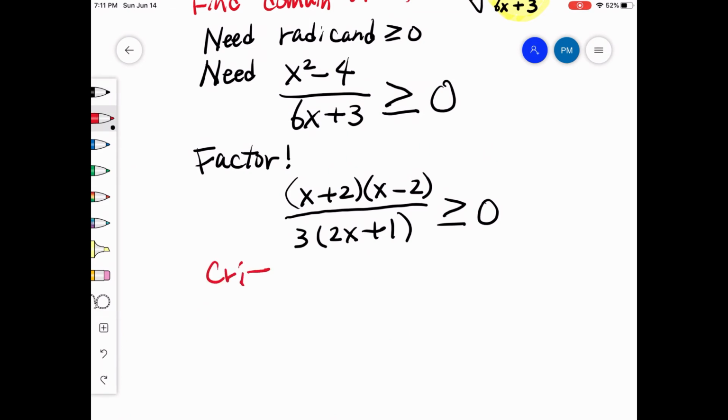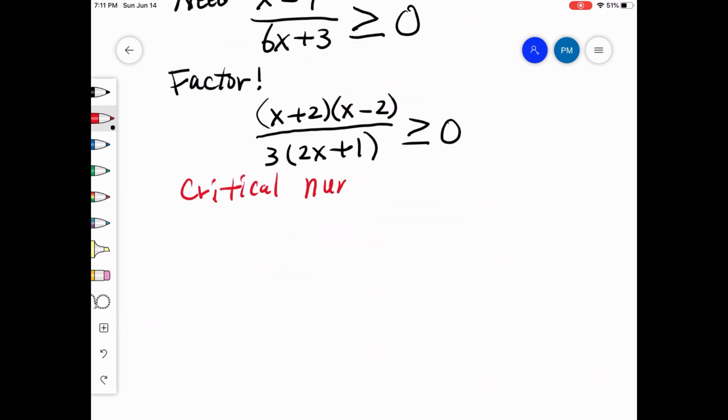Basically, the thing on the left side here can be positive or negative, or could be 0, or could be undefined depending on the x value. So the next thing we want to do is find those critical numbers. Critical numbers meaning what are the numbers that you can plug in for x that will cause that fraction to be 0 or undefined? Well, for this particular example, the critical numbers are positive 2, -2, and -1/2.